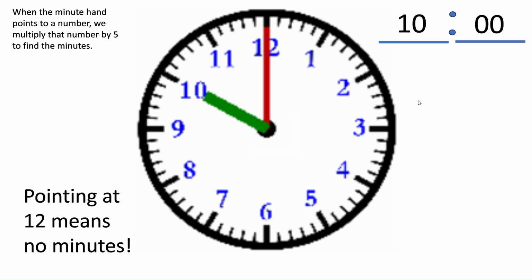This means that we can just write 00 in the minutes. So the new hour would be 10 hours and no minutes. We normally say this to be 10 o'clock.